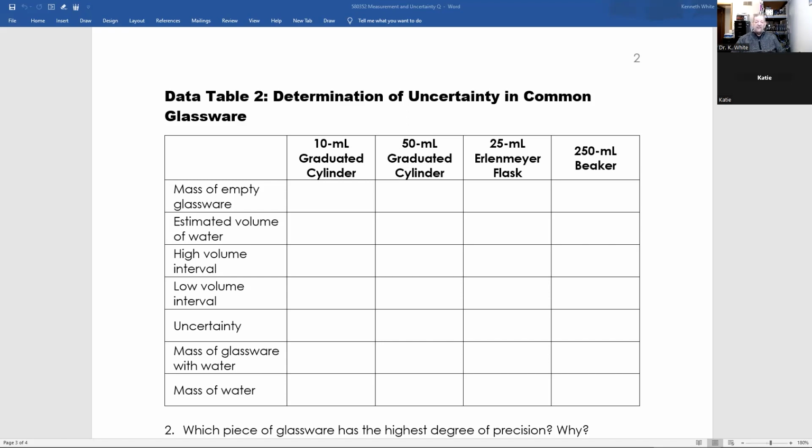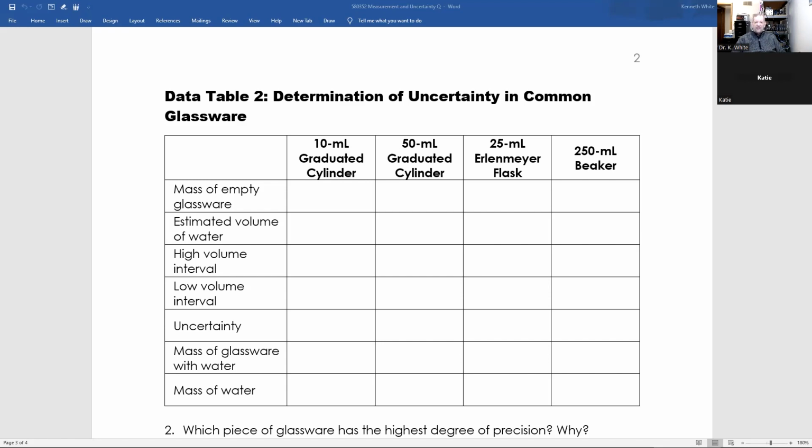Now you'll repeat steps 1 through 8 with this, your 50 milliliter, and you're going to have to guess because the only markers on here are 12.5 and 25. And same thing here, you'll need a different amount.